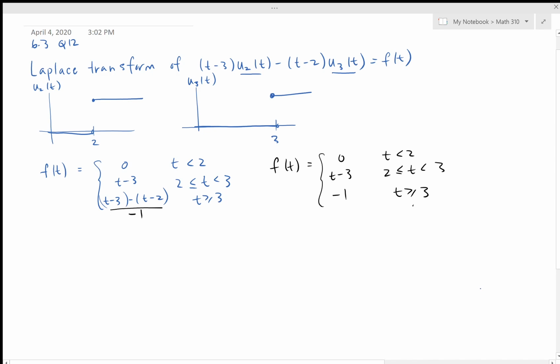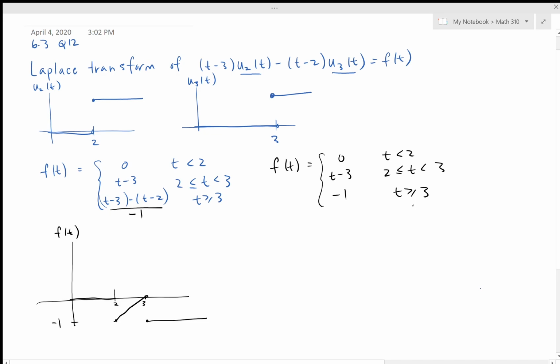So I could draw a picture of that. It looks like this. Nothing's happening until time 2, and then at time 2 the function is t minus 3, so this number right here will be negative 1 when t is 2. 2 minus 3 is negative 1, and then at time 3 it goes up like that. Then when it's bigger than 3, it's simply here at minus 1. So that is a graph of f of t.